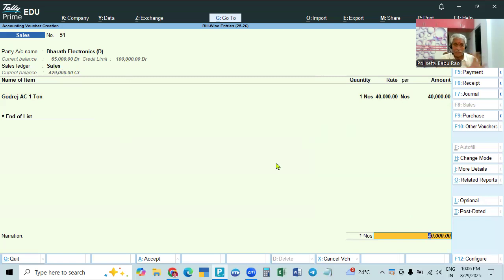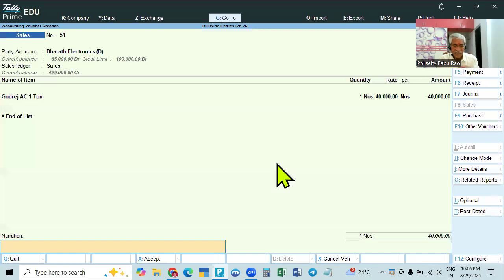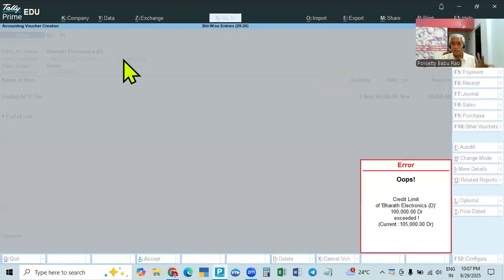So actually, if you accept this, bill wise details, new reference, everything will be accepted. Narration will be accepted. And after clicking that, the accept window will appear, or we can press Control A also, it will be accepted. Otherwise, accept window will be opened and if you want, it will accept. But here, the bill is crossing the limit. That is why it will not accept.